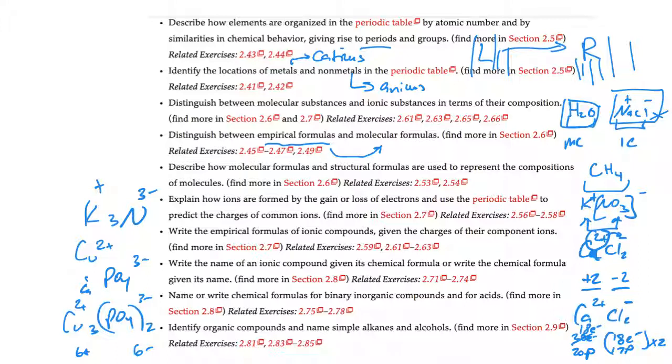Write the name of an ionic compound given its chemical formula, or write the chemical formula given the name. I like to say this a lot: go name to formula, formula to name. So if we give you the formula, you should be able to name that as copper(II) phosphate. And if we give you the name, you should be able to write the formula. Or if we give you the ions and the charges, you should be able to write the formula as well. Likewise for binary inorganic compounds, I think that should say binary molecular compounds. So write the names for the binary molecular compounds and for acids.